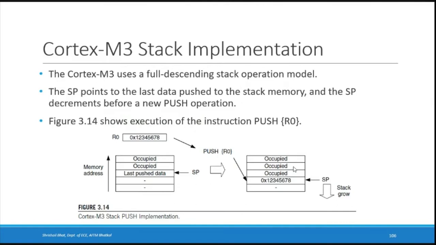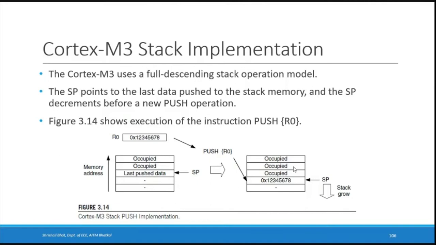So this is how stack is implemented in Cortex M3. The Cortex M3 uses a full descending stack operation model. Full descending stack in the sense, whenever you push new contents into the stack, it will be stored into the lower address. The stack pointer, that is SP, points to the last data that is pushed to the stack memory, and thus SP decrements before a new push operation.